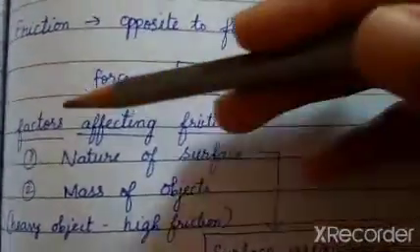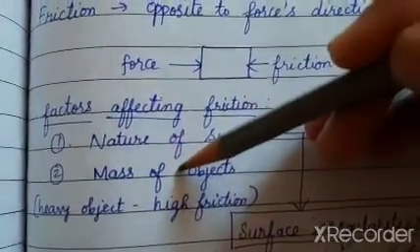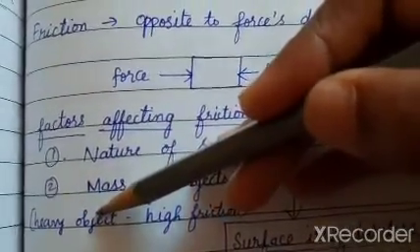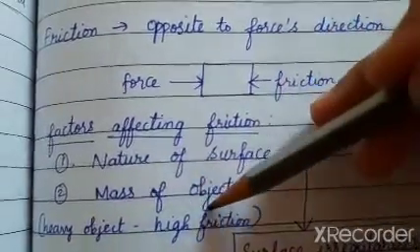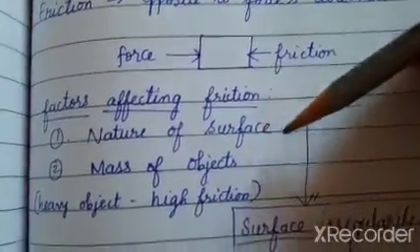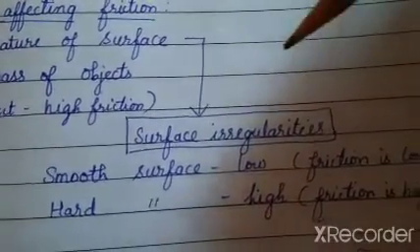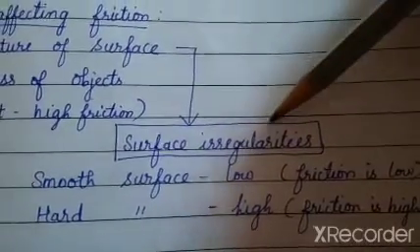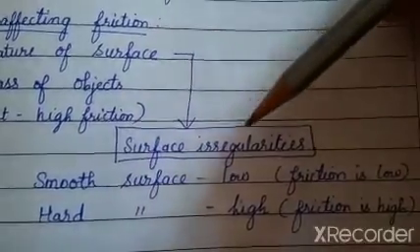Okay, so what are the factors affecting friction? Nature of surface and mass of the object. Mass of the object: if it is a heavy object, then the object will show high friction. If it is a low massed object, then the object will show low friction. So nature of the surface, in the sense, it means your surface irregularities. We saw everything in detail last class itself. I have posted that link also. You can watch that and then come back to this if you don't understand the introduction part.